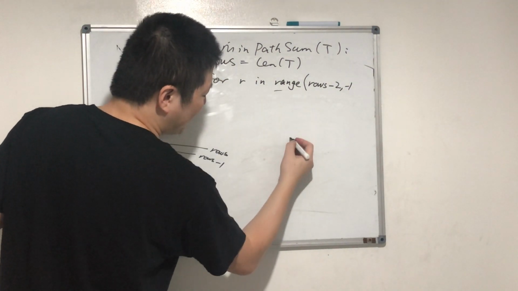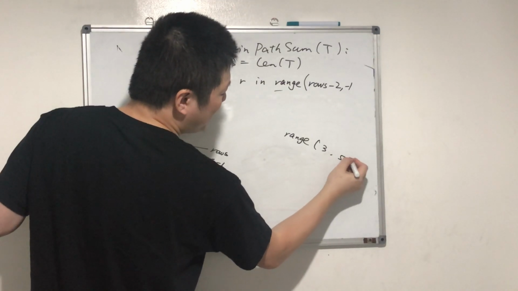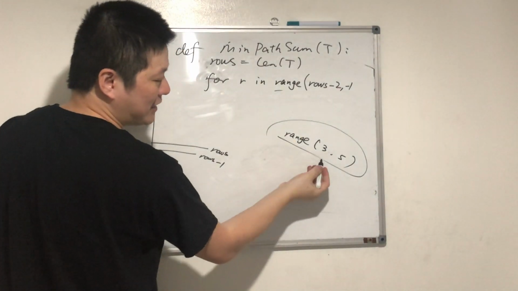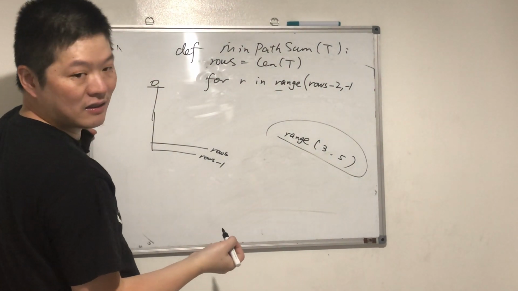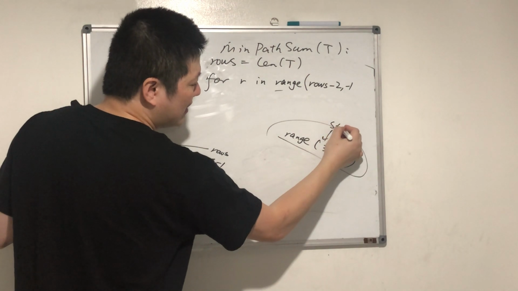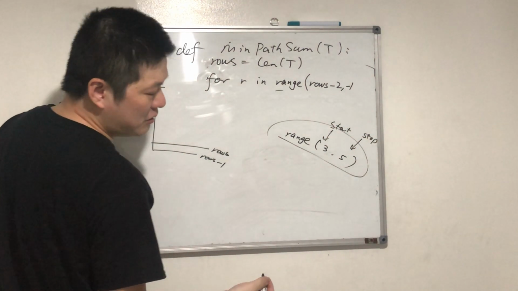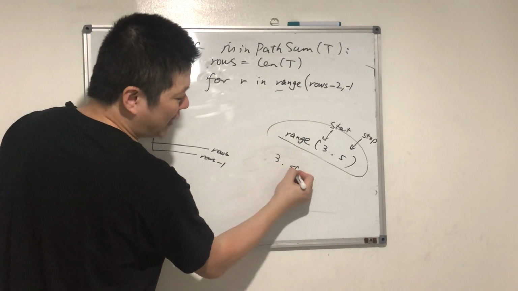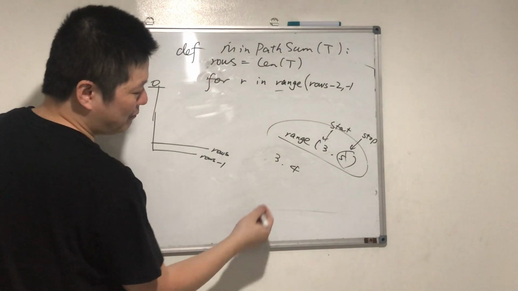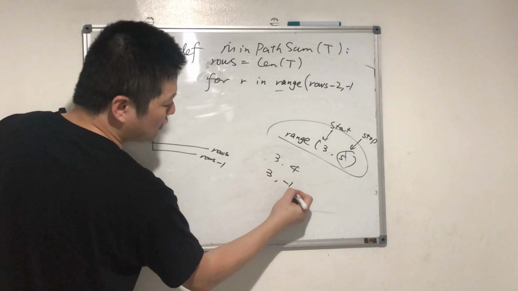Remember this range function, yeah? When you put a range 3, 5, what happened? Eric, range 3, 5, how many numbers are in there? Two. So it's 3 and 4, but not including 5, right? But you can do this negative, so it's 3 minus 1.